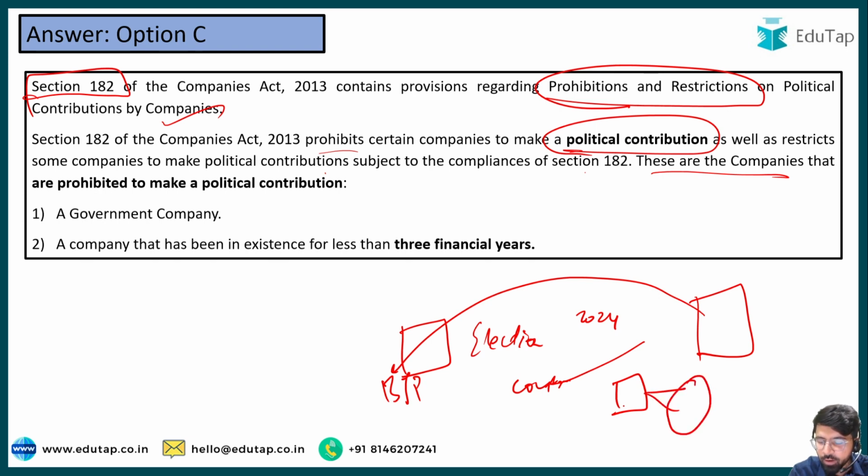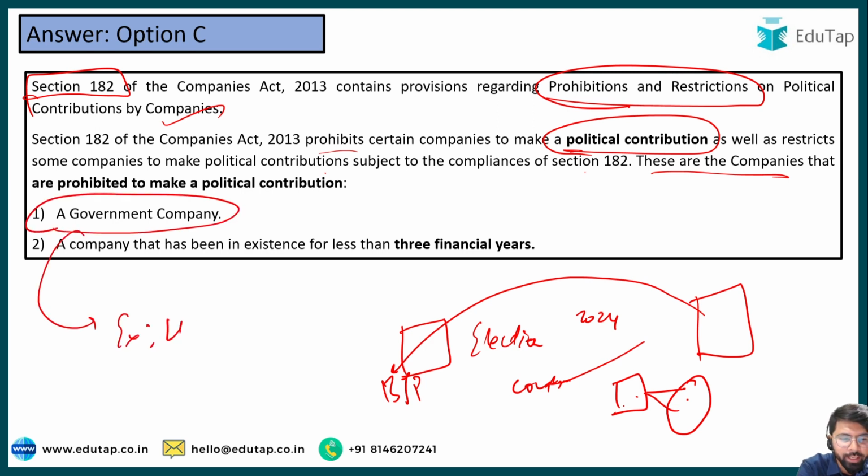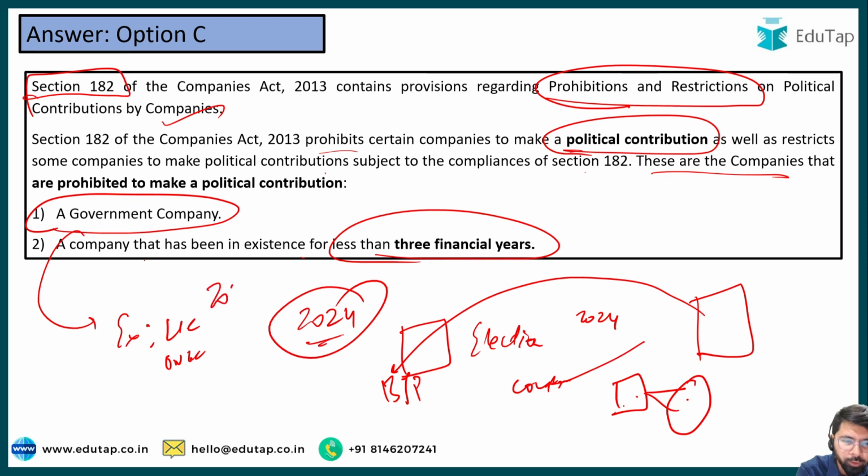Some set of companies are not eligible for this political contribution, and what are those? A government company, for example LIC, ONGC, and many other such government companies. And not just that, the other important fact is a company that has been in existence for less than 3 financial years. Suppose an election is happening in 2024, and in 2023 a company is opened, and within 1 year it cannot provide funding to any political party, because that has been prohibited by the Companies Act. Let us not get into further details, but you must remember this particular fact, that a government company and a company that has been in existence for less than 3 financial years cannot make political contributions. That is a very important fact.